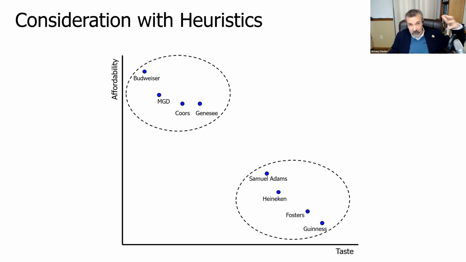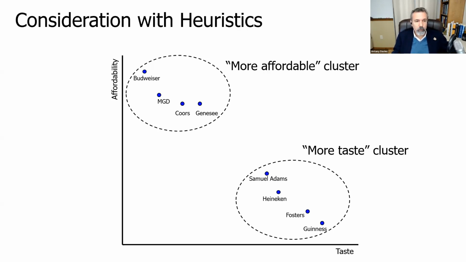And you classify them, in this example, into two types of beers. Let's call it the beers with more taste. You might think of them as imports, maybe, and the beers that are more affordable. And we put these into two groups. The technical term for these is cluster, but they're just groups, right? Groupings in your mind. The beers that taste better and the beers that are more affordable.